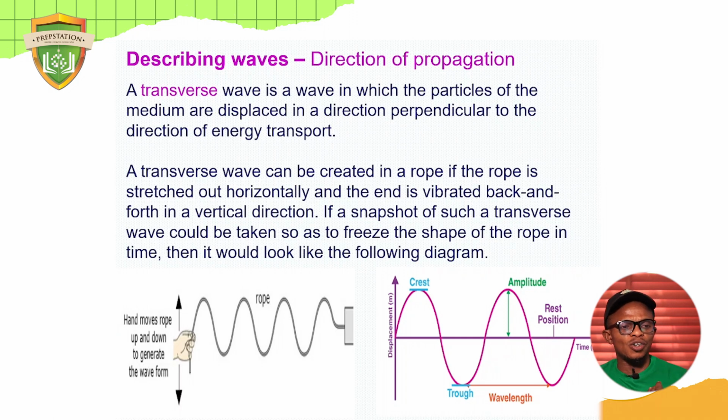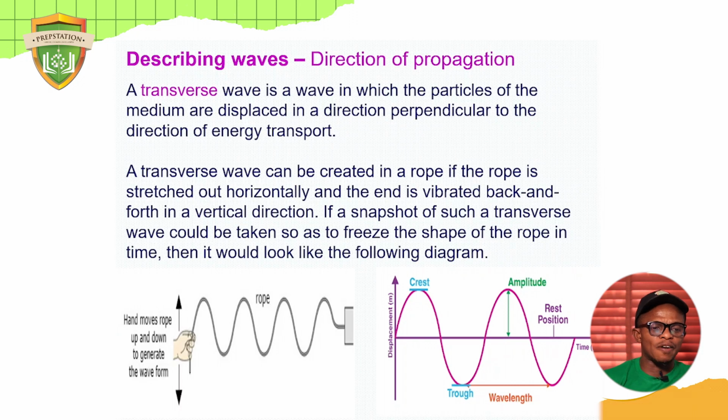If a snapshot of such a transverse wave should be taken so as to freeze the shape of the rope in time, then it will look like the following diagram. Okay, so that is the diagram by my left. If it's possible to take a snapshot while you are pulling the rope back and forth, this is what you will see. So this diagram you're looking at right now is an example of what? Transverse wave. How is the wave produced? Up and down, up and down. But what is the direction of movement? Horizontally.